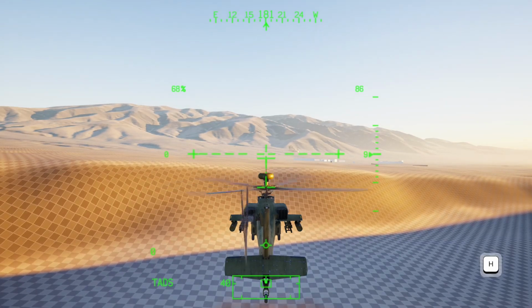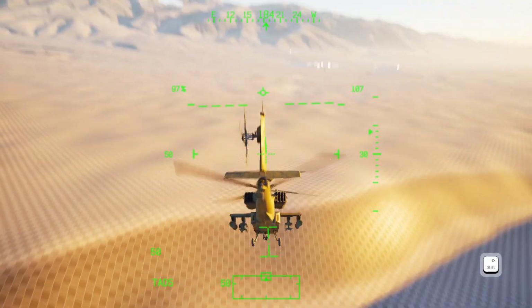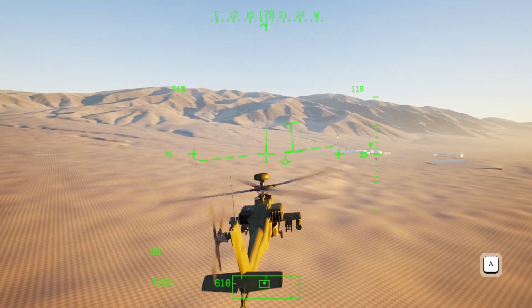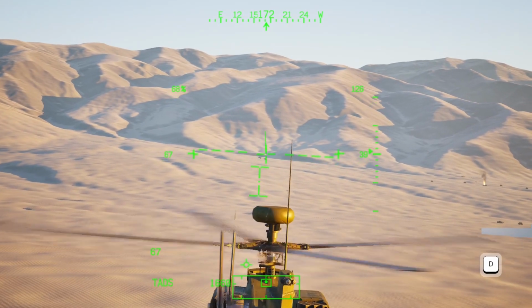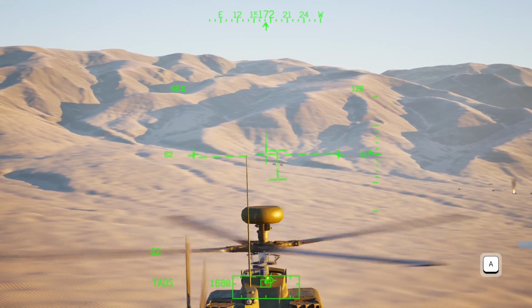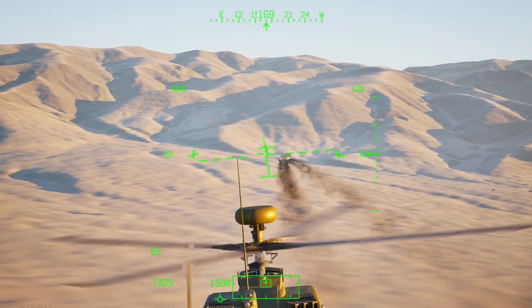I will fly a bit more and try to destroy some targets with unguided rockets. I will try to aim the rocket salvo to hit those two moving MRAPs. First try, and it was too low.